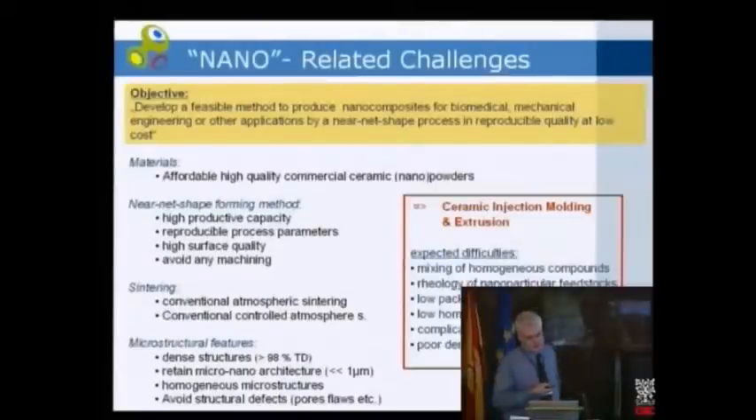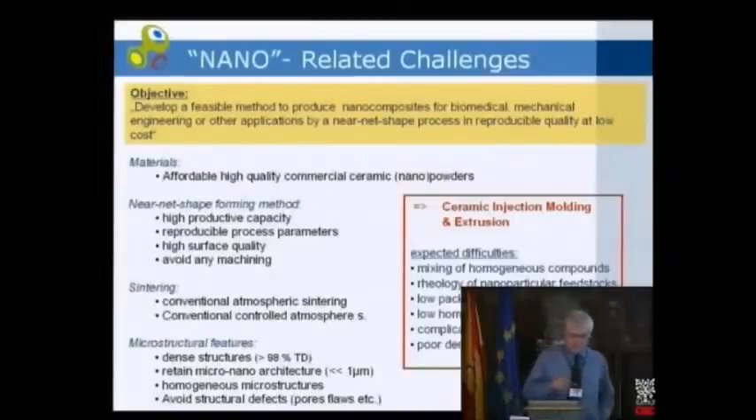We want to retain our initial micro-nano architecture, so we want to stay somewhere below 1 micron with the matrix, maybe even finer with the dispersed phase. We want to have homogeneous microstructures, and we want to avoid structural defects. In case of injection molding, I will show you later, the main defects are pores and flaws.